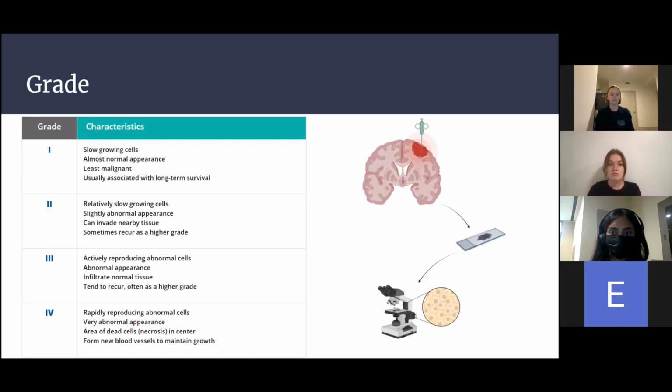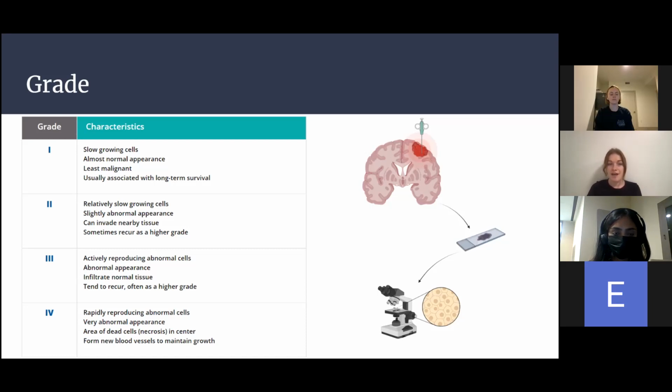And sometimes these tumors can recur as a higher grade. What recur means is that you'll have a tumor and you'll undergo treatment or surgery and you'll be cured from that. But then weeks or months or years later, your tumor is going to come back, and that's called a recurrence. And sometimes when a tumor recurs, it comes back as a higher grade tumor.